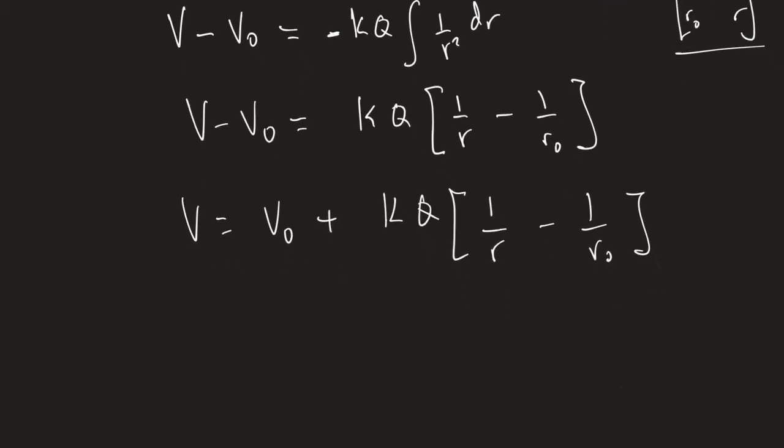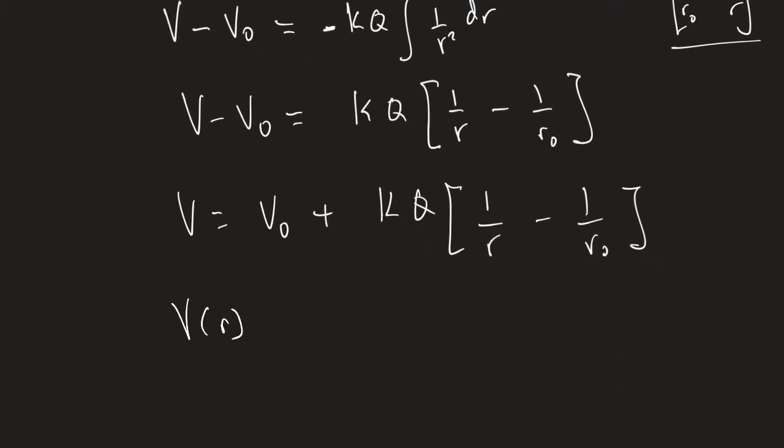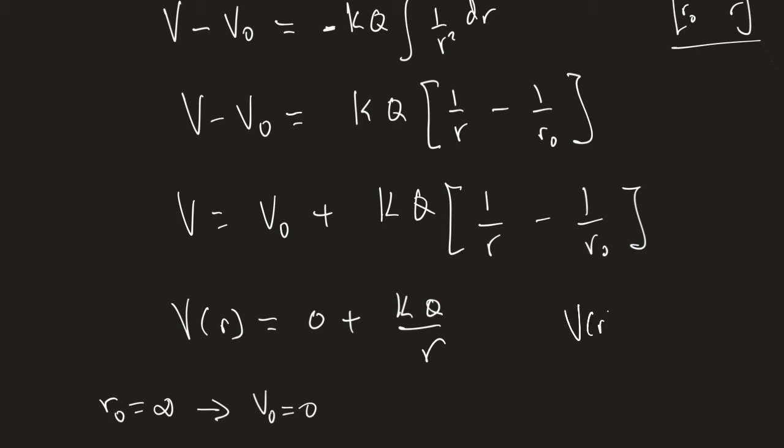So now I want V of R. I will choose V0 to be 0 when R0 is infinity. So in R0 infinity, the potential V0 is 0. So it's 0 plus KQ divided by R, because 1 over infinity goes to 0. So this is the potential again produced by a point charge. So two ways to find the same value: V of R equals KQ divided by R.